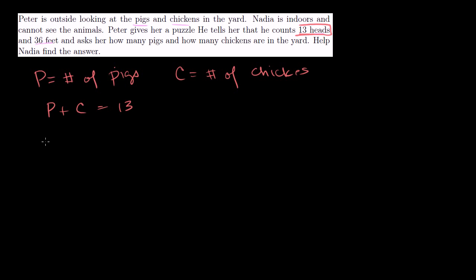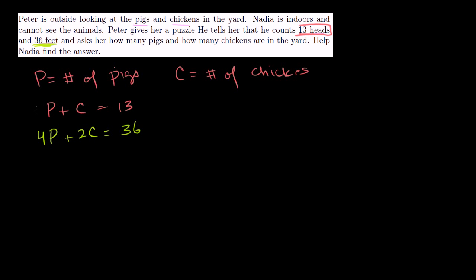And then 4 times the number of pigs, right? Each pig has 4 legs. So 4 times the number of pigs plus 2 times the number of chickens, assuming we're dealing with 2-legged chickens, is going to be equal to the number of feet, which is 36. So once again, we have two equations with two unknowns. Instead of solving it with substitution, I'm going to do it by adding and subtracting the two equations.